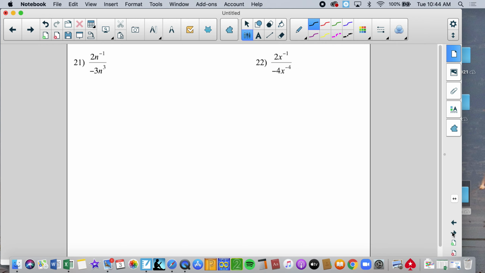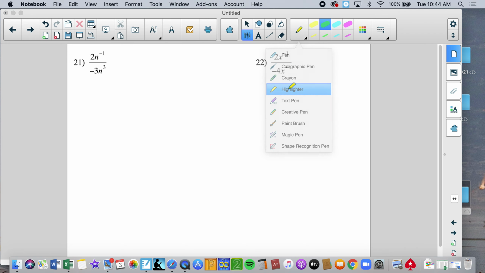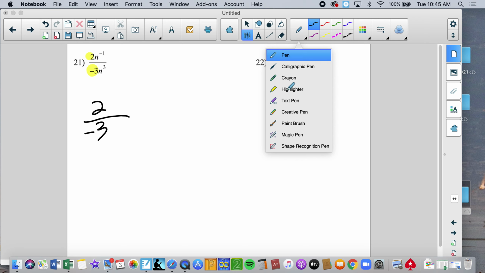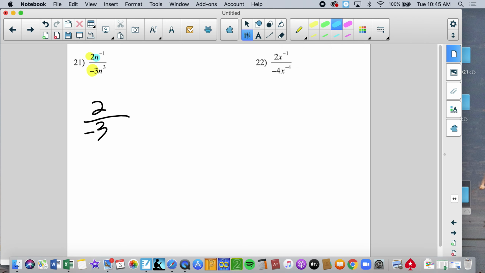Now we have division. We look at their coefficients again. We have 2 and negative 3. That fraction cannot be reduced, so I don't need to do anything. I just keep it as 2 in the numerator, negative 3 in the denominator. But I do have like bases, and when I have like bases and I'm dividing, I'm going to subtract those exponents.